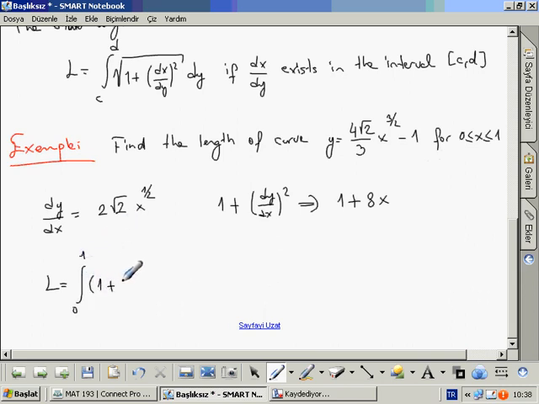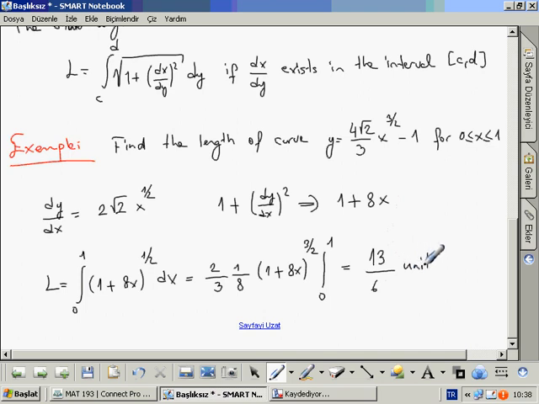the square root of 1 plus 8x, which equals 2 over 3 times 1 over 8 times (1 plus 8x) to the power of 3 over 2, evaluated from 0 to 1, so it equals 13 over 6 units.